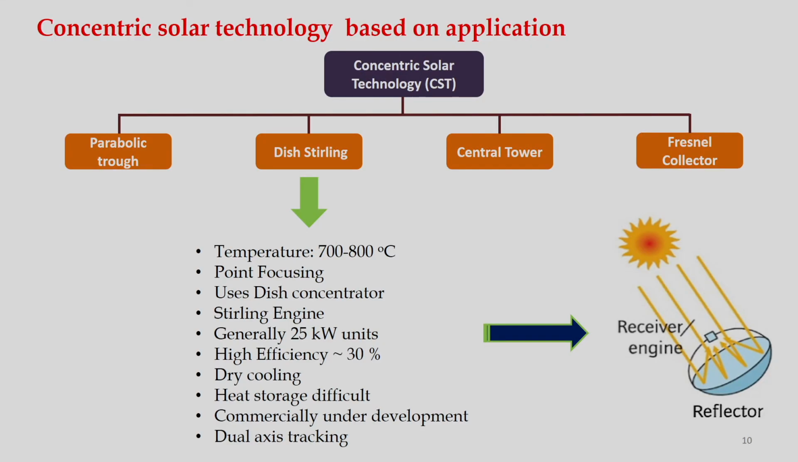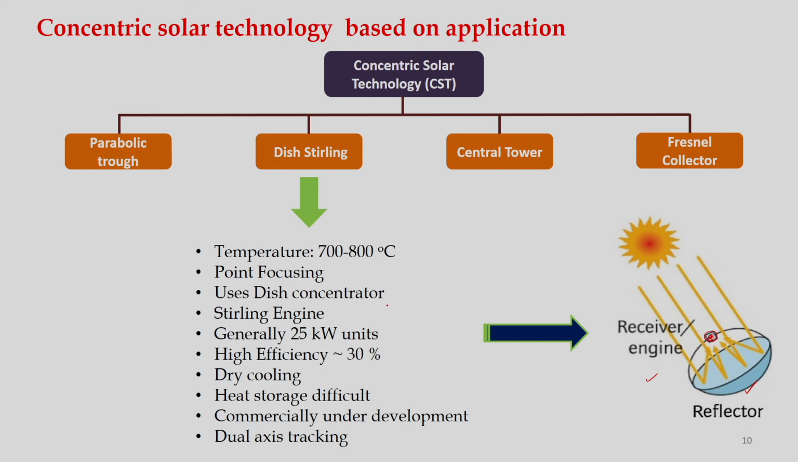Now come to the next technology called dish Stirling. This kind of dish is used and solar radiation falls here and then it is concentrated on this point. This is the focal point. This is the reflector and this is the receiver or engine. Some different kinds of engines are used, like external combustion engines or Stirling engines. In this technology, temperature can go up to 800 degrees C and it's a point focus system because it is pointing to a single point.